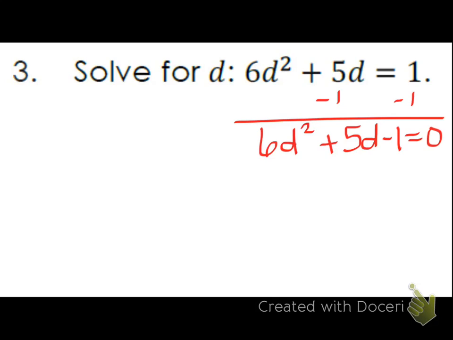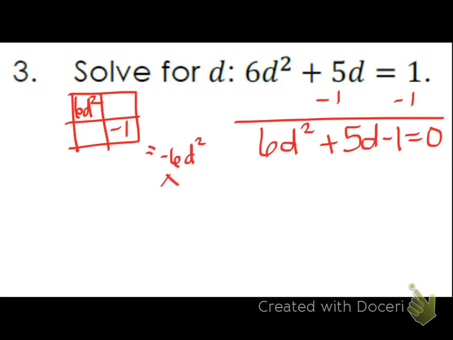Now we can factor this. If we use the box method, we would write 6d squared here and negative 1 here. The next thing would be to multiply these two. 6d squared times negative 1 is negative 6d squared. So we need to find factors of 6 that are going to give us positive 5d when we add them together.